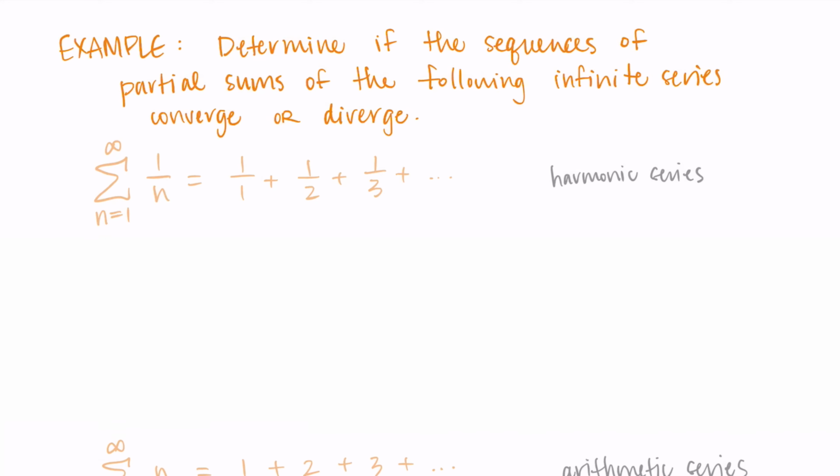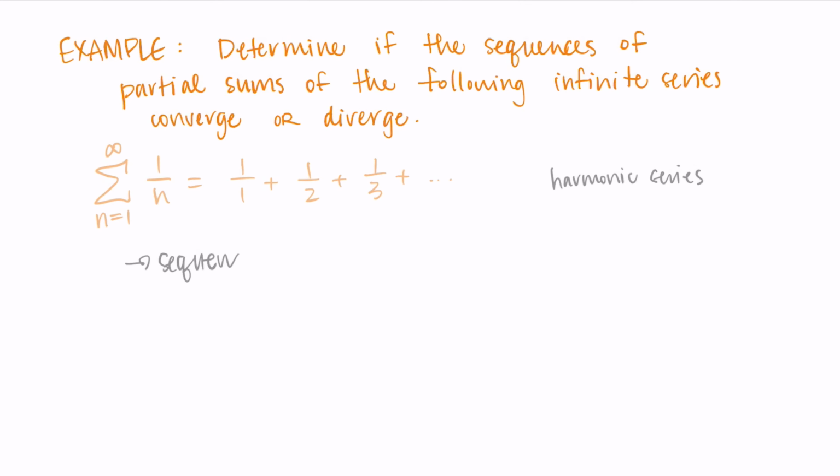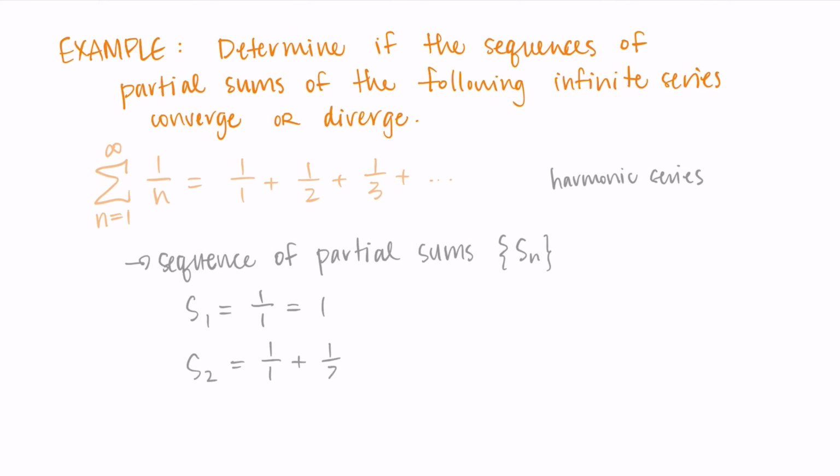So I want to focus on the harmonic series first, and then we'll come back to the arithmetic series after we've talked about the harmonic series. So let's look at the sequence of partial sums. The first partial sum is just the first term, 1 over 1, that's 1. The second is 1 over 1 plus 1 over 2, which is 3 over 2. Then the third partial sum is 1 over 1 plus 1 over 2 plus 1 over 3.